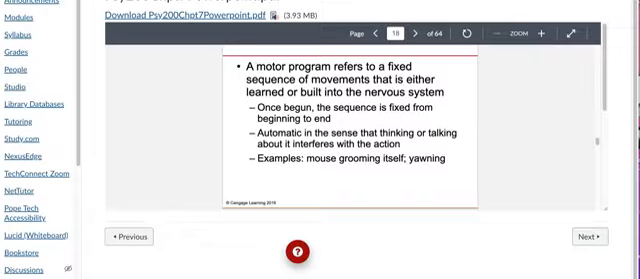Imagine a conductor leading an orchestra. Each section, strings, brass, percussion, knows its parts. But the conductor ensures everyone enters and exits at the right time. That's how your SMA and cerebellum manage your behavioral sequences.